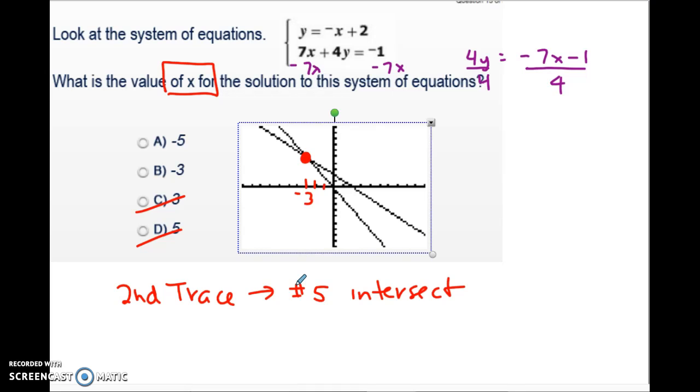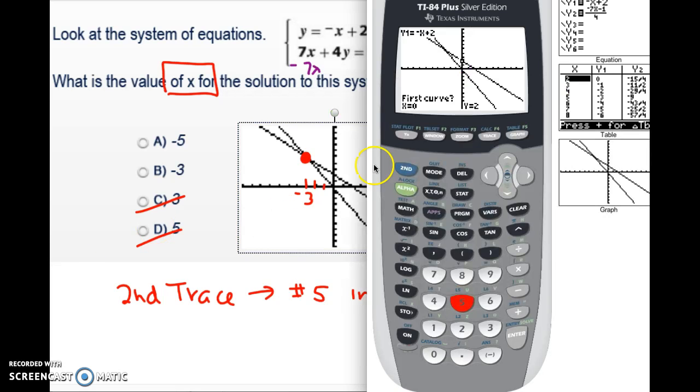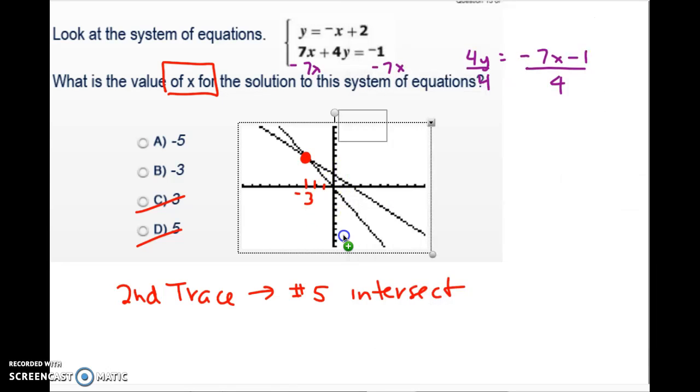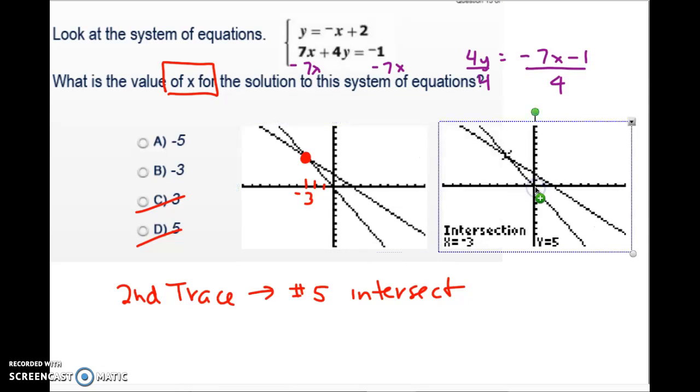And this is such a nice button to use because once you get as close as you can, and that's as far as I'm going to go, you hit enter 1, 2, 3 times, and it tells you your answer is actually at the negative 3. Now again, remember this one is asking us for the x. The x value is a negative 3.